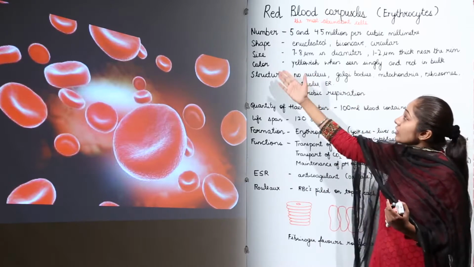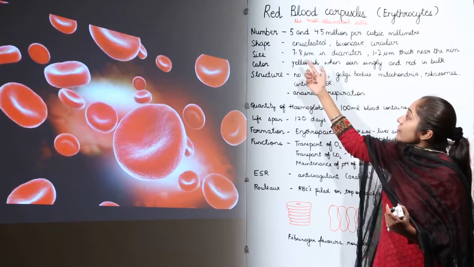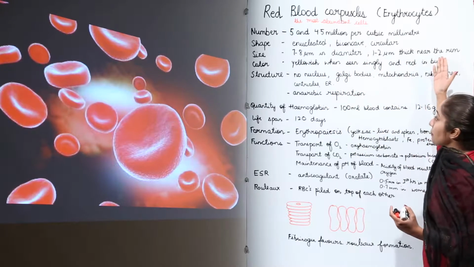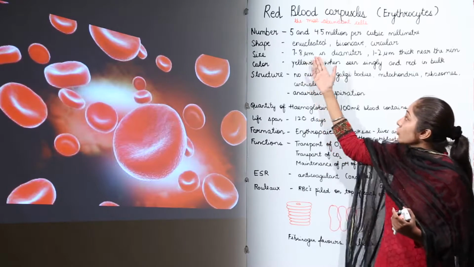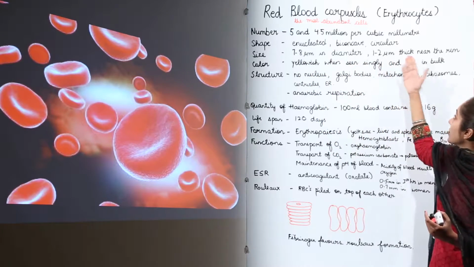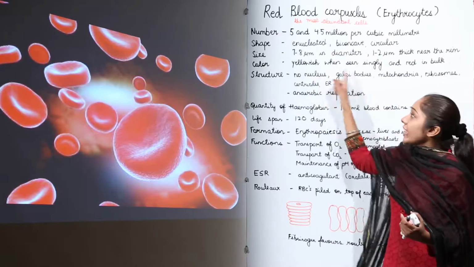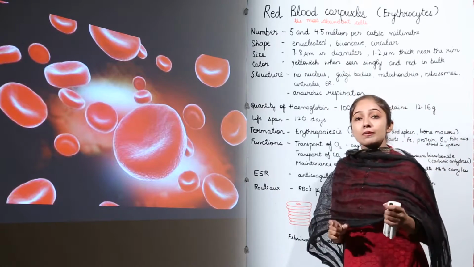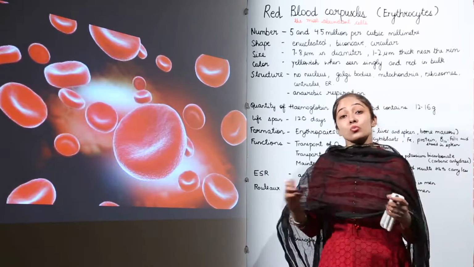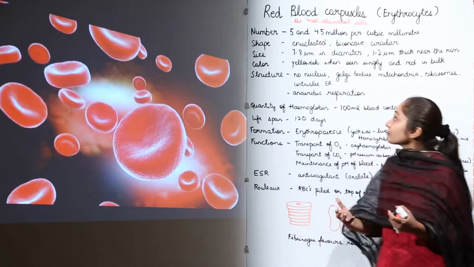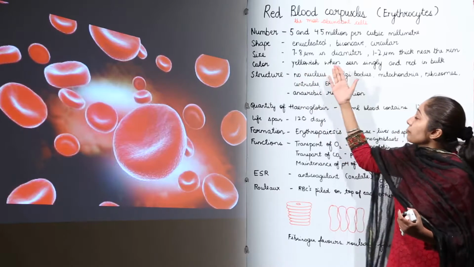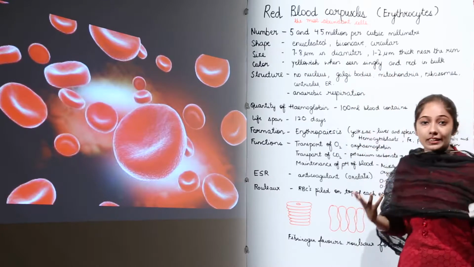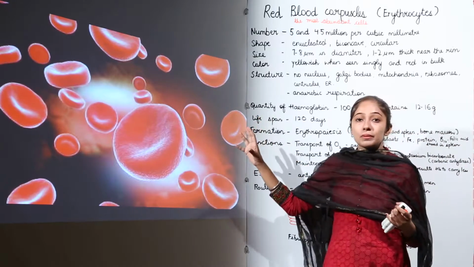Then let's talk about the size of RBCs. They are 7 to 8 micrometer in diameter and 1 to 2 micrometer thick near the rim. So you can make out that they have a very small size. As I told you earlier, the smaller size allows the RBCs to pass through very thin capillaries also. Let's talk about the color. They appear yellowish when seen singly and red when they are seen in bulk. So in bulk, these RBCs appear red.